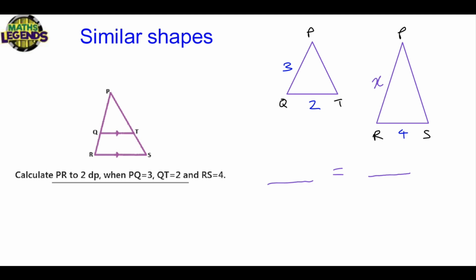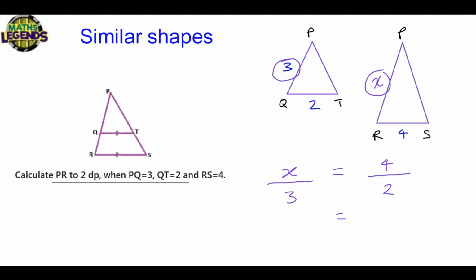So we'll keep the larger triangle on the top and the smaller triangle on the bottom. It can be done the other way around, but you need to keep it consistent. On the other side, this side corresponds to this side here. So the top is going to be the large triangle, so that's X, and the bottom is the smaller triangle, which is 3. We then simply have an equation that we need to solve.